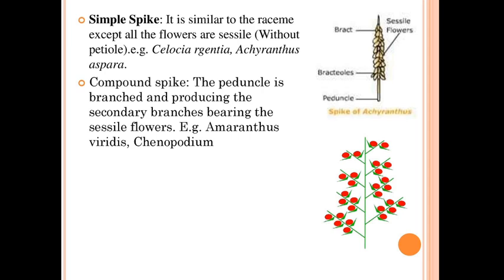Second type in that is your compound spike. Now, compound spike is again similar to the simple spike. Here also, you have the peduncle that is divided. So, you have the peduncle, you have the rachis, and on the rachis, you have the flowers. Again, all the flowers are sessile. So, pedicels are not there, but they are sessile. So, directly sessile flowers are arranged on the rachis, and rachis is placed on the peduncle. So, you have the example of Amaranthus viridis, or you have the Chenopodium.